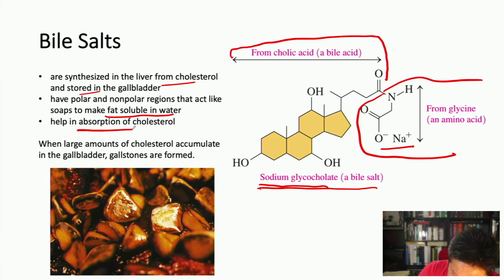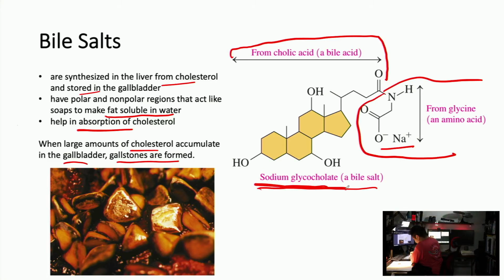But the problem though is that if there's too much cholesterol in the gallbladder, gallstones are formed, and I hear that's not very pleasant, right? But so a lot of people have to remove their gallbladders, and when they remove their gallbladders, they're not able to actually process and absorb fat as easily because of the lack of the bile salts that act like soaps to assist in making the fats more soluble in water, right?